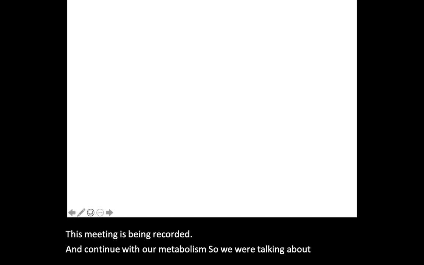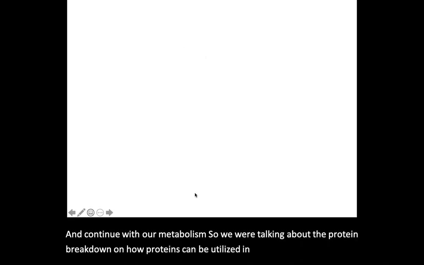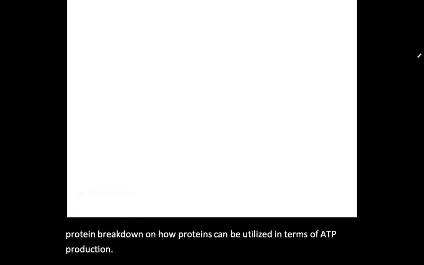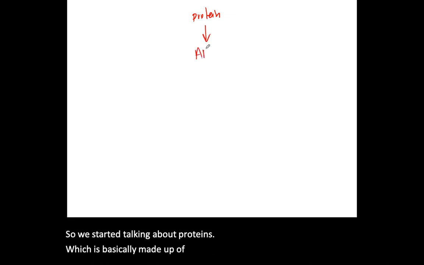Okay, so we're going to continue with our metabolism. So we were talking about the protein breakdown and how proteins can be utilized in terms of ATP production. We started talking about proteins, which are basically made up of amino acids.